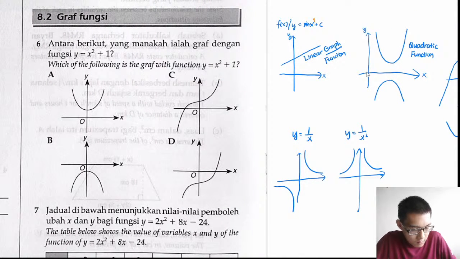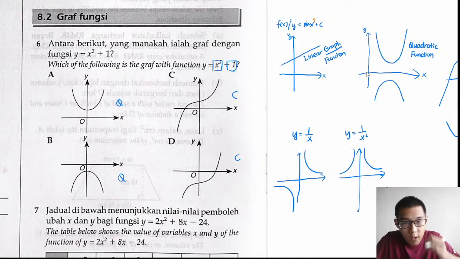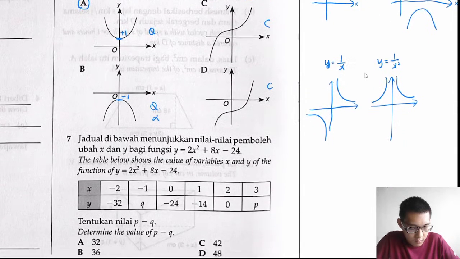Let's see the pattern of the graph. This one is a quadratic. This one is a cubic. This one is also a cubic graph. And let's see x squared plus 1. If x equals 0, y should be 1, right? So let's see why it is positive. This one is positive 1, this one is already negative. Negative value, so this one is not. So the answer is A. So you can see the pattern of the graph like that.